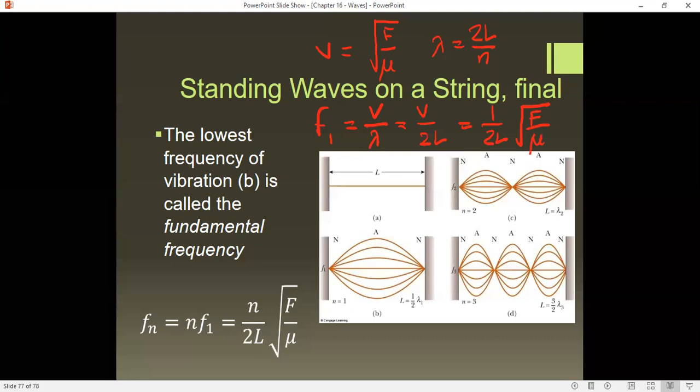For each subsequent standing wave, we get f of n. We put n in here, we put n in here, and that is that equation right here. So it shows that once you know the fundamental, each harmonic is some integer multiple of the fundamental. n equals 2 is twice the frequency. n equals 3 is 3 times the frequency. n equals 4 is 4 times the frequency, and so on and so forth.